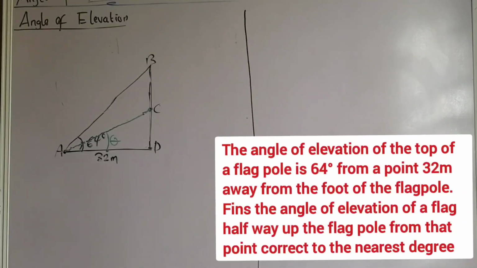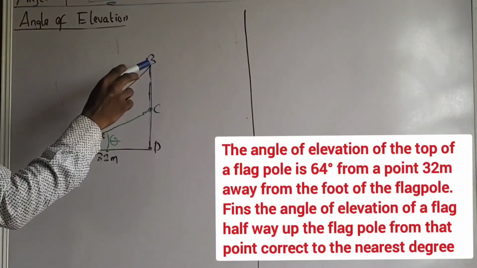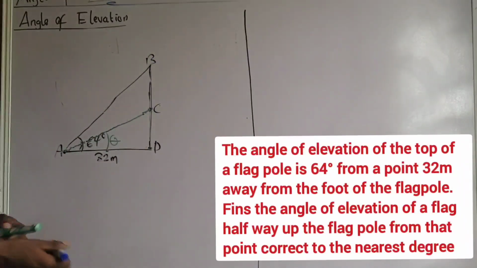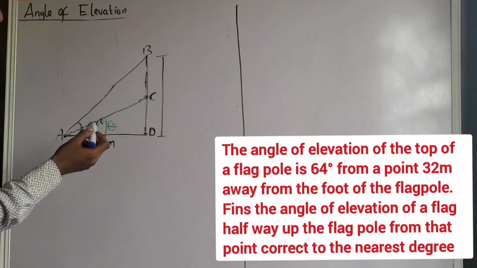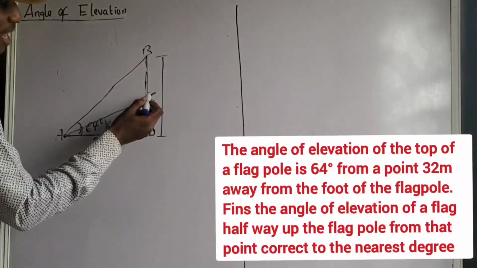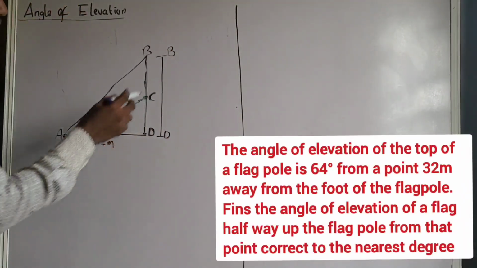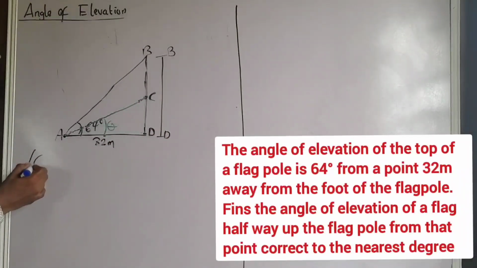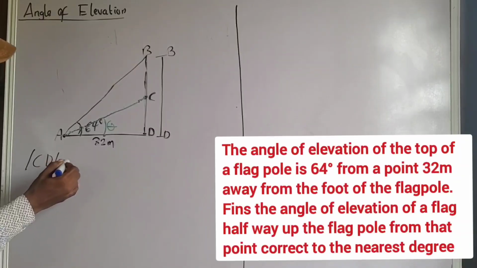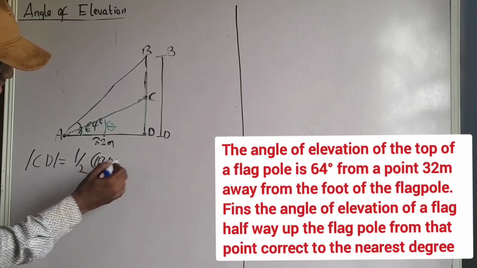Well, to get this angle, it's simple. Let us first calculate the height. Are you getting it? The height BD, the total length of the flagpole. We want to get this length. Don't forget that the total line here is BD. The total length here is BD. Now, CD is what? Line CD is half of line BD. Half of line BD.